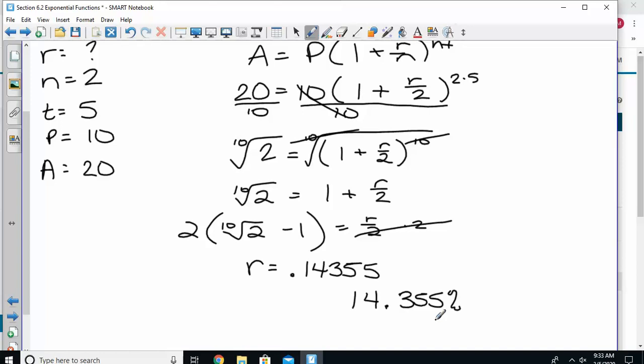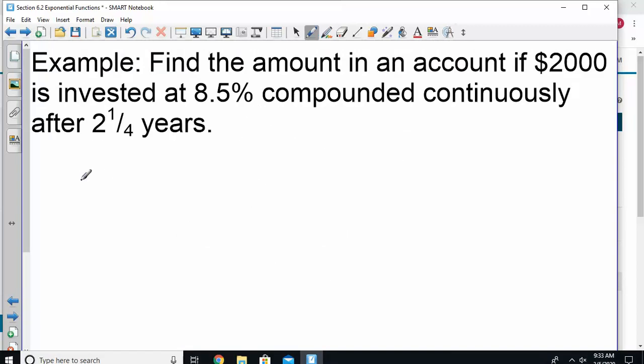Other questions? I have more examples if we need them. The next one is about tripling. Then the last one is another continuous interest, using the E formula. Do we need to do either of those? Let's go to the very last example.